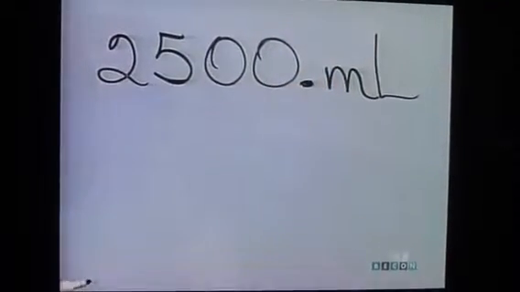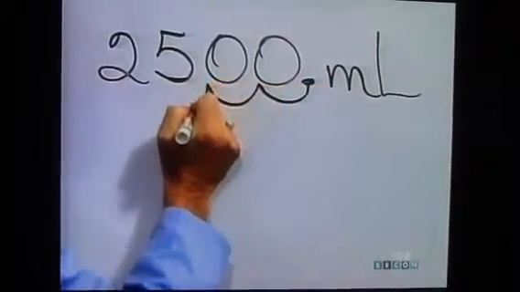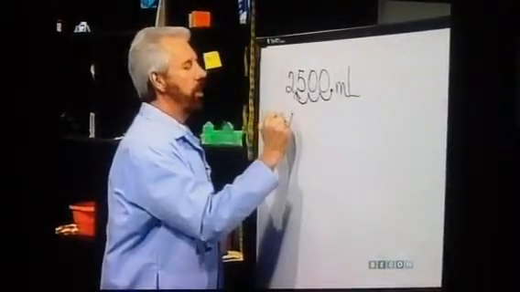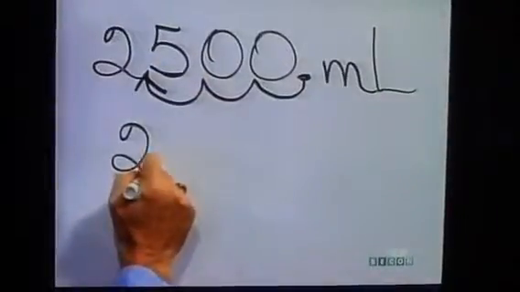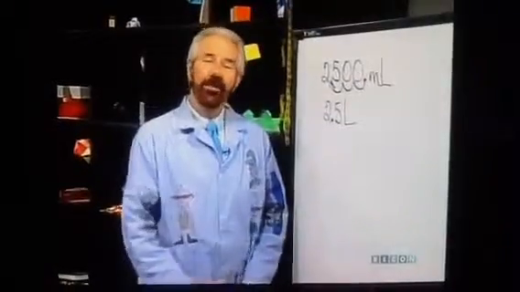So to move it 3 places to the left, I simply move it 1, 2, 3 places, putting it between the 2 and the 5. Therefore, my answer is 2 5/10 liters. Since this may be the first time that many of you have done this type of problem, let's do another one like it to make sure that you really understand.